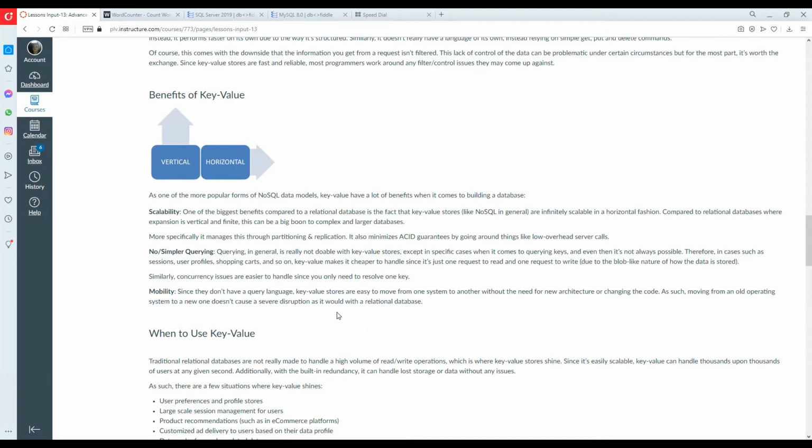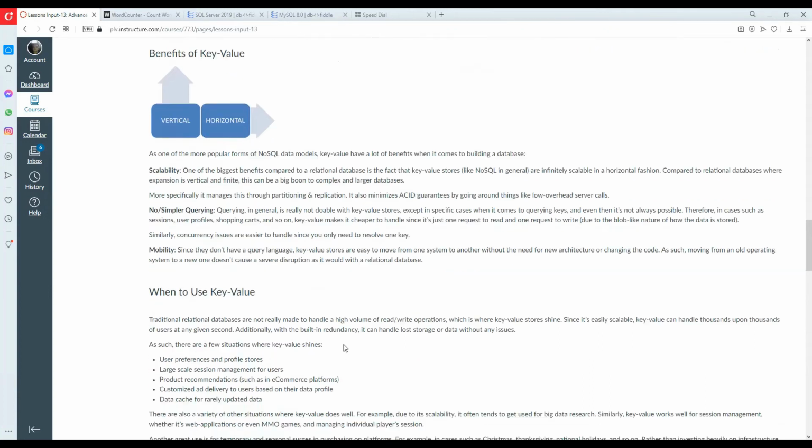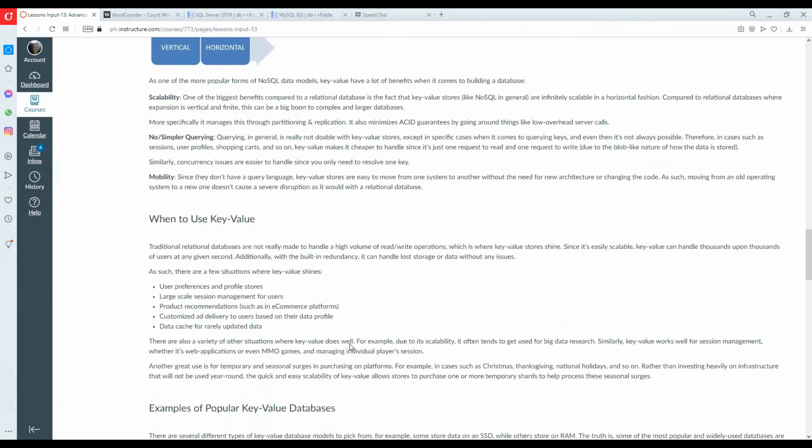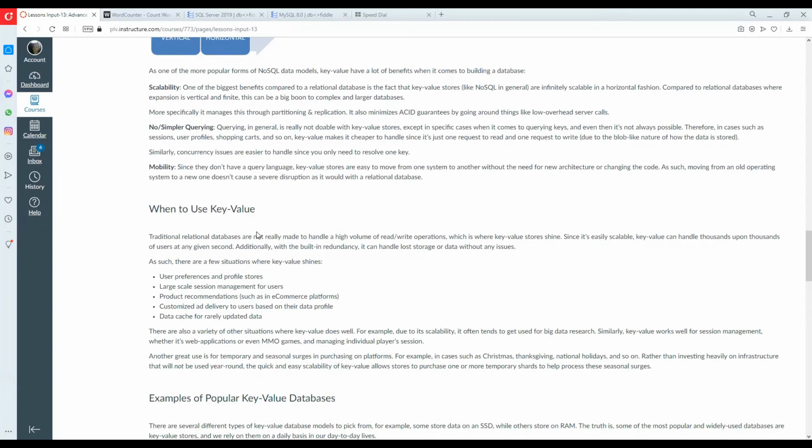Mobility. Since they don't have a query language, key value stores are easy to move from one system to another without the need for a new architecture or changing code. As such, moving from an old OS to a new one doesn't cause a severe disruption as it would with a relational database. When to use key value?